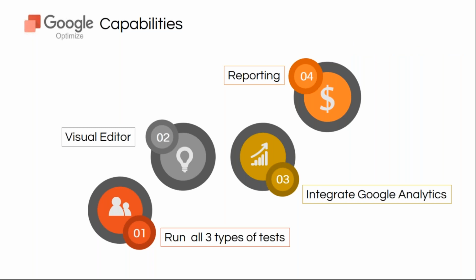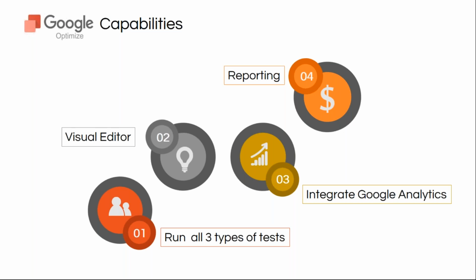So a very easy way to do this: one of the key challenges that people don't run tests is they think it's very technical, you need a lot of coding, you need a developer to do it. But now, since Google Optimize is free and can be used by anybody, it's very easy to run tests. All the three types of tests that I just described are available on Google Optimize. So you can even today just go and sign up on Google Optimize and try it out.